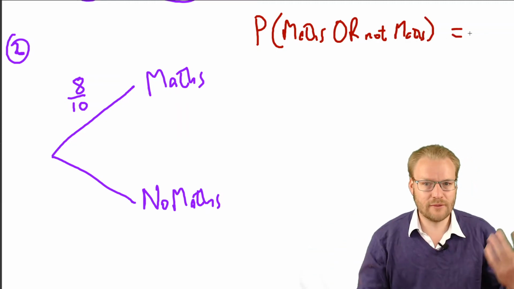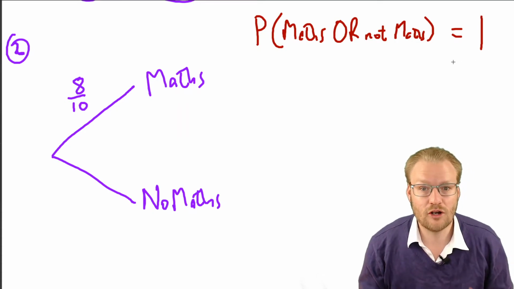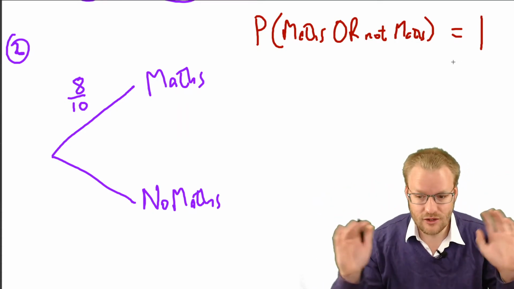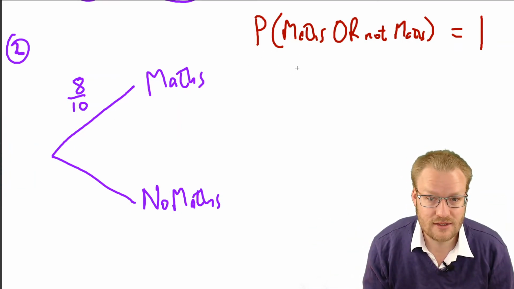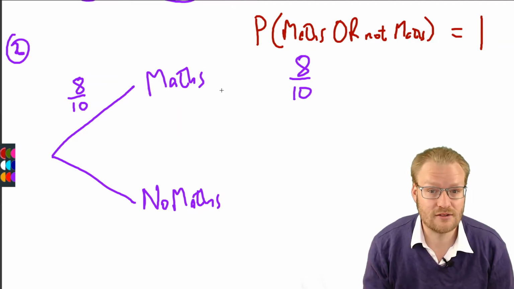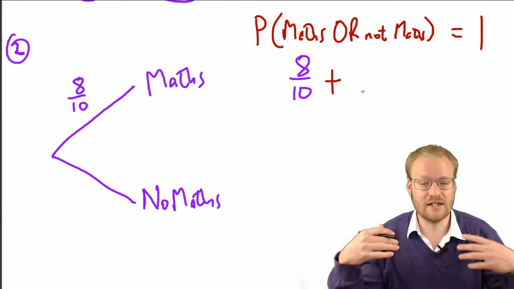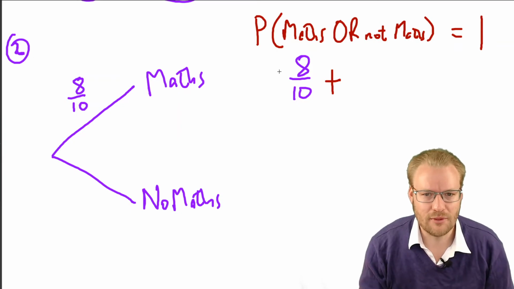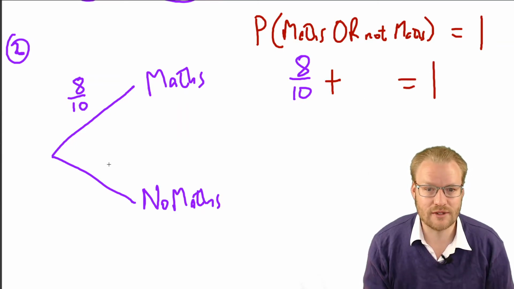Well, one thing must happen or the other. So the probability of either of them happening is 1. Either doing maths or not doing maths. Now we know the probability of doing maths is 8 out of 10. We already saw in the previous video that if we're going or, then we're adding, because there's another thing that could happen. So probability of doing maths is 8 out of 10. Probability of not doing maths, we don't know. We haven't given it. But we do know that when we add them together, we must get 1.